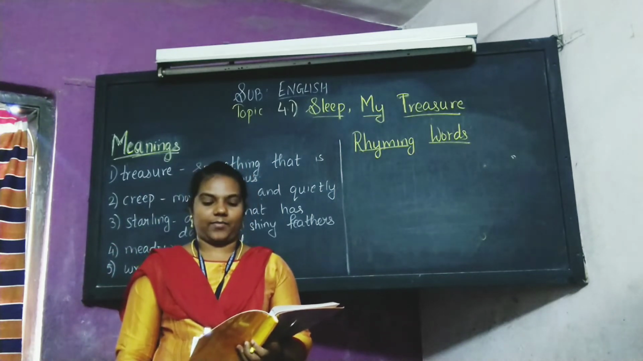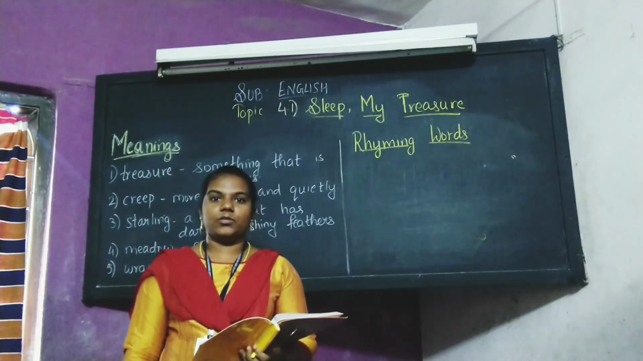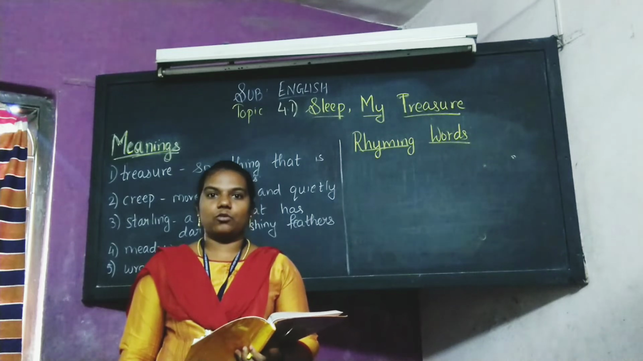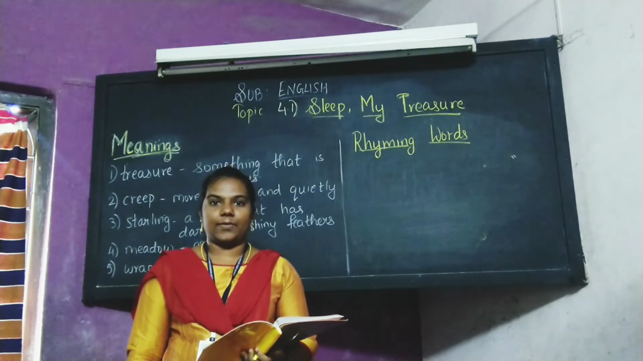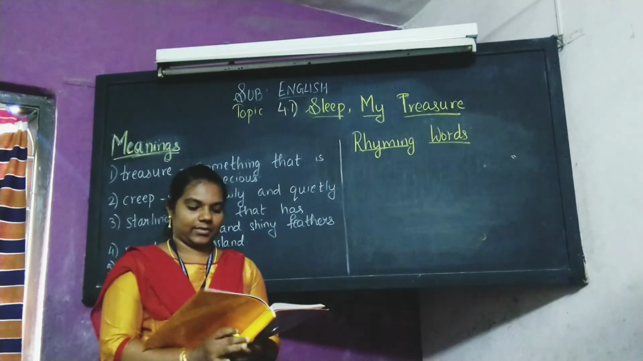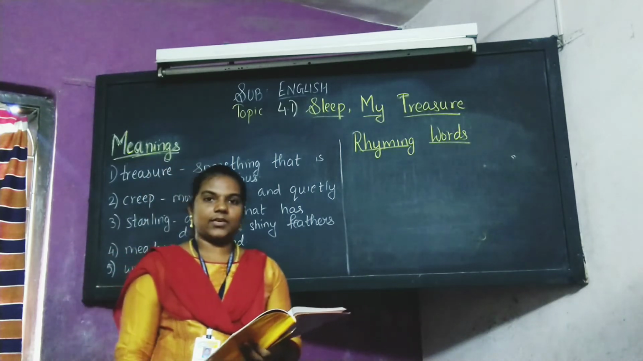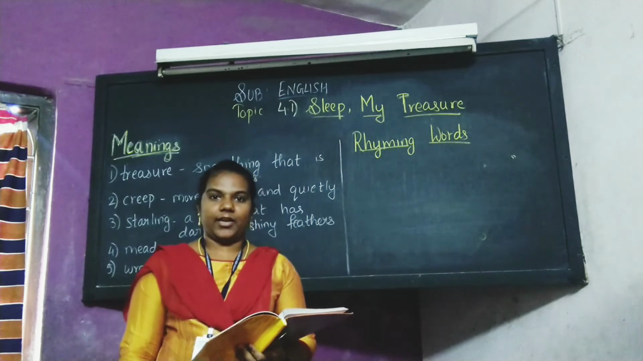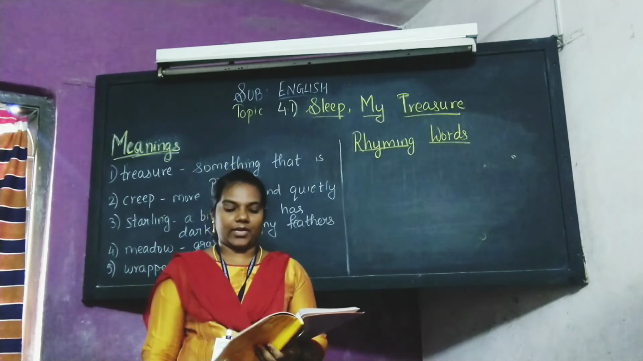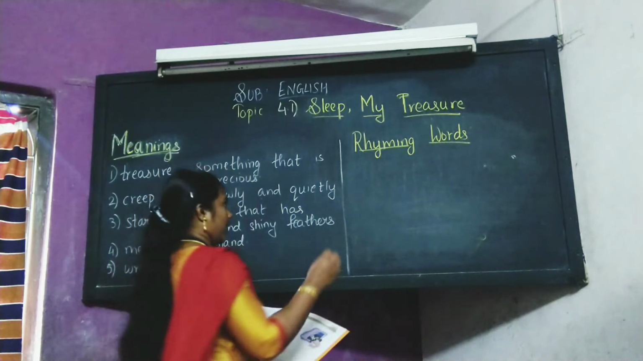Now that students, we have recited the poem. Let us see the rhyming words. In the previous topics of poem, I have said what are rhyming words. Rhyming words are those words which sound similar. Now students, let us see the rhyming words for the first stanza. In the first stanza, we can see that treasure and pleasure both sound similar. So treasure and pleasure is the first pair of rhyming words.